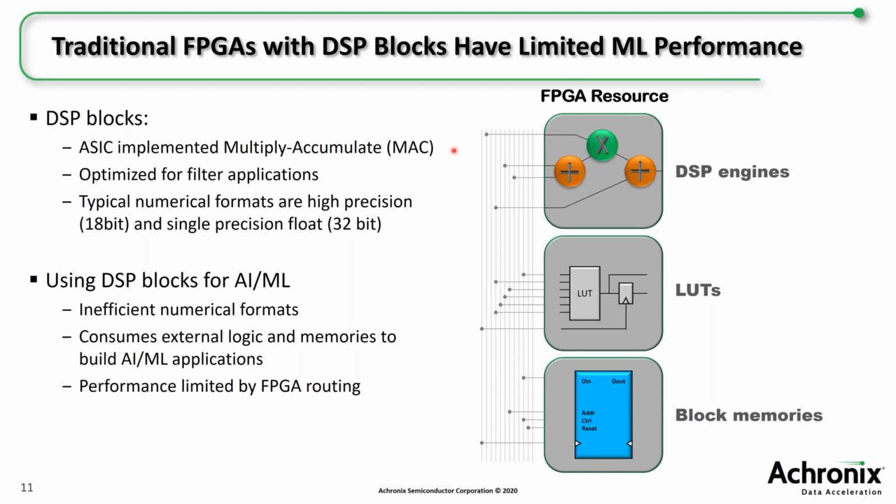More recently, there's also been the inclusion of single precision floating point, which helps if the application requires a higher dynamic range, and ML training is a good application of that. The challenge with using these classic DSP blocks is that they're really optimized for FIR filters, and in AI ML the number format isn't very efficient. If I only need 4 bits or 8 bits, having an 18-bit multiplier is incredibly inefficient and very wasteful.